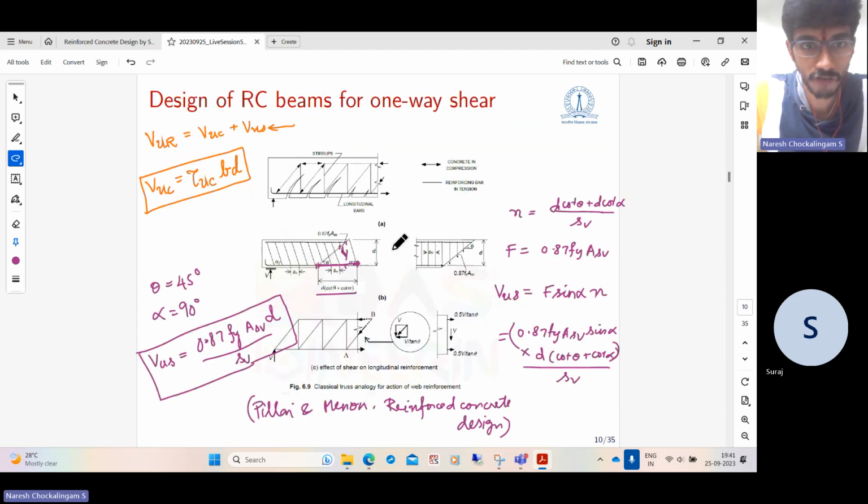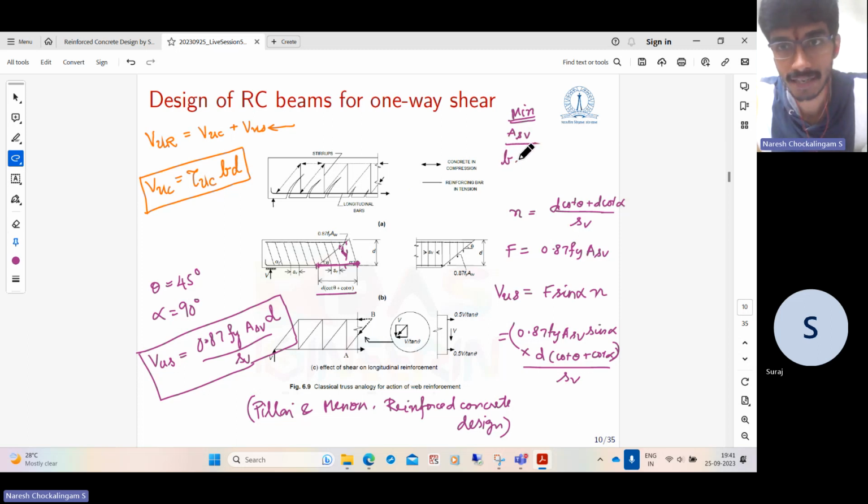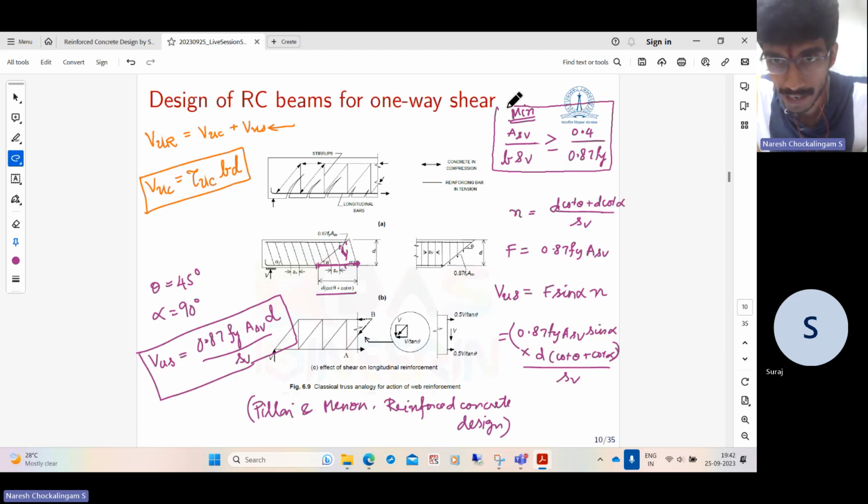And again, as in the case of flexure, we need to provide minimum shear reinforcement. The minimum shear reinforcement is given as the shear reinforcement Asv divided by the width of the cross-section into the spacing should be greater than or equal to 0.4 divided by 0.87 Fy. So this is the minimum shear reinforcement that should be provided whenever the nominal shear stress exceeds 0.5 times the shear strength of concrete.